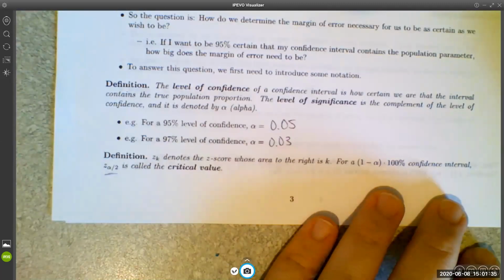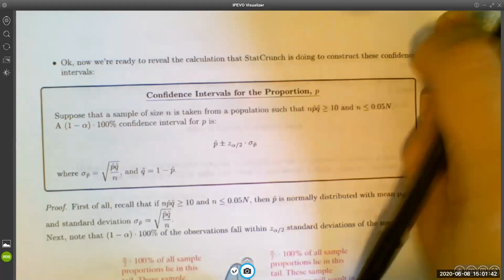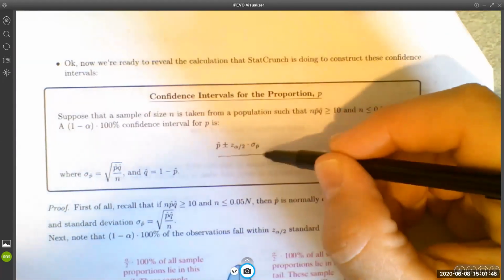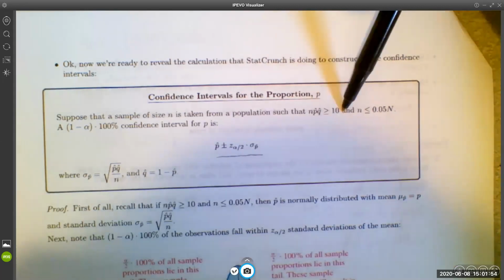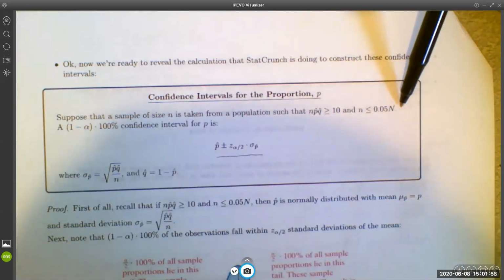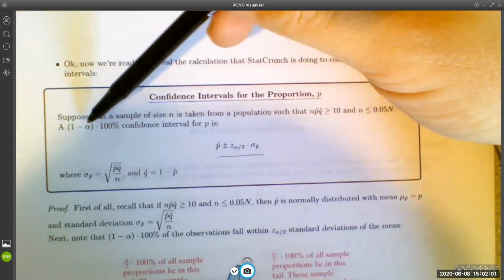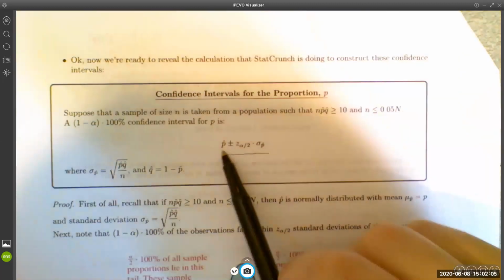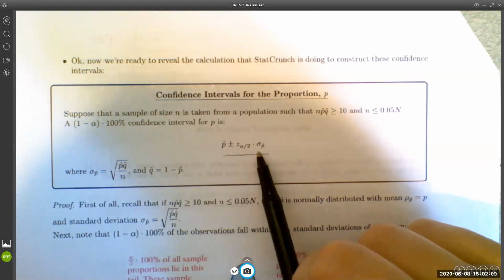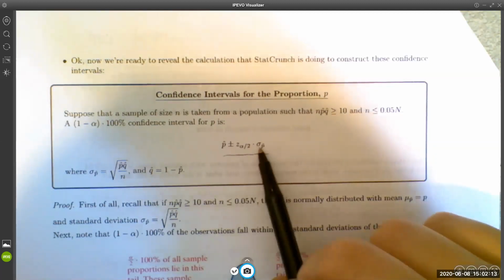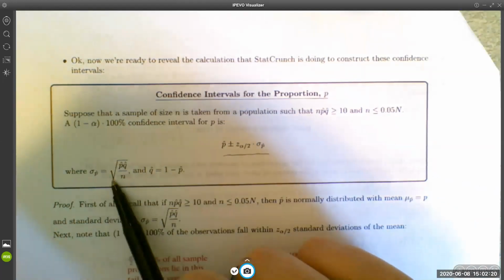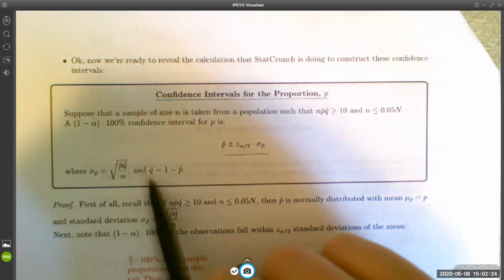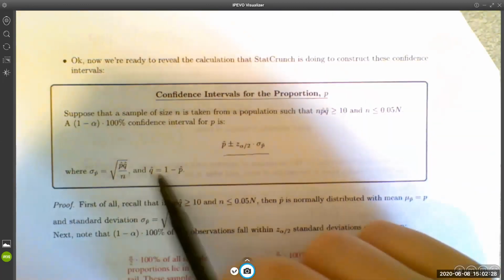With that notation in mind, now I'm going to give you the formula that StatCrunch uses to compute confidence intervals. Provided that these conditions are met, n times p hat times q hat needs to be bigger than or equal to 10, and little n needs to be less than or equal to 0.05 times capital N, then a 1 minus alpha times 100% confidence interval is the point estimate p hat plus or minus the margin of error: z sub alpha over 2, our critical value, times sigma sub p hat, our standard deviation. Just to remind you, sigma sub p hat is the square root of p hat times q hat divided by n, and q hat is just 1 minus p hat, the probability of failure.